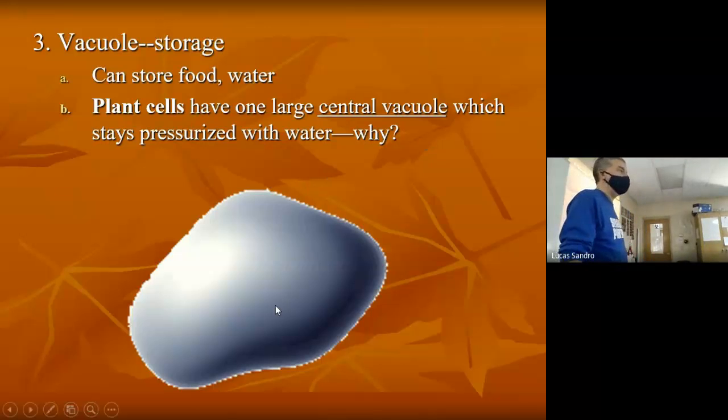And when they lose that pressure, which is called turgor pressure, what do we call it? When plants lose water pressure. Close? Wilting. Yeah, wilting is when plants lose that water pressure.